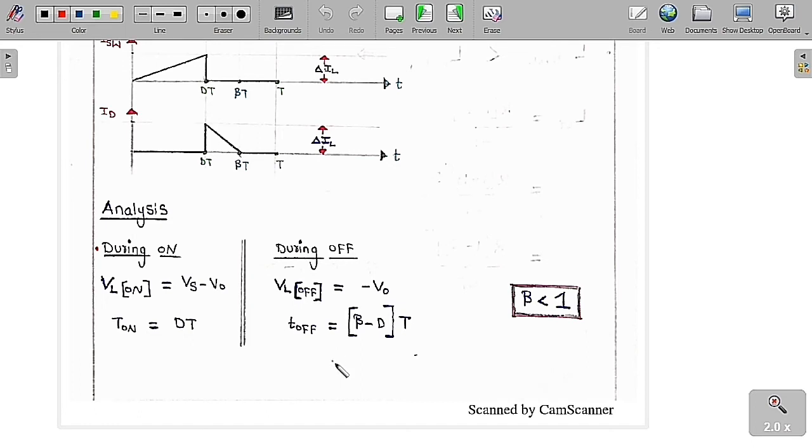And T off: now only for a small amount of time, which is here beta T minus DT. So this is the time T off, which is only beta T minus DT, because taking T common, it is beta minus D into T, where beta is always lesser than 1.